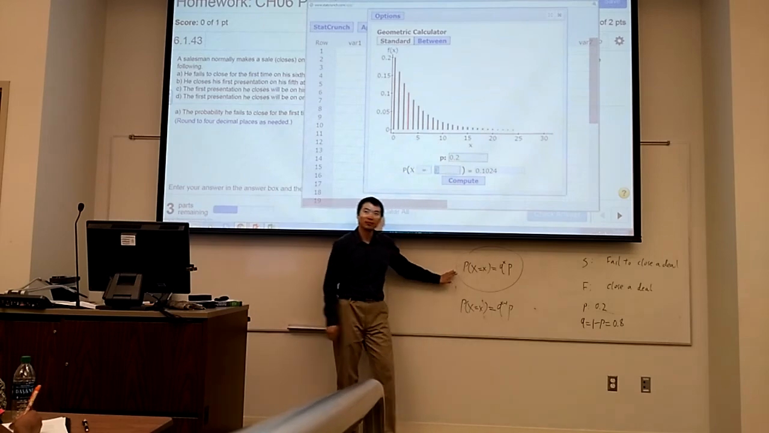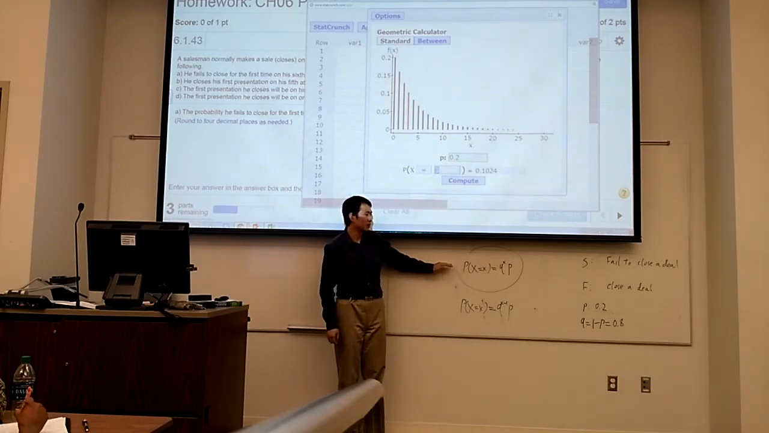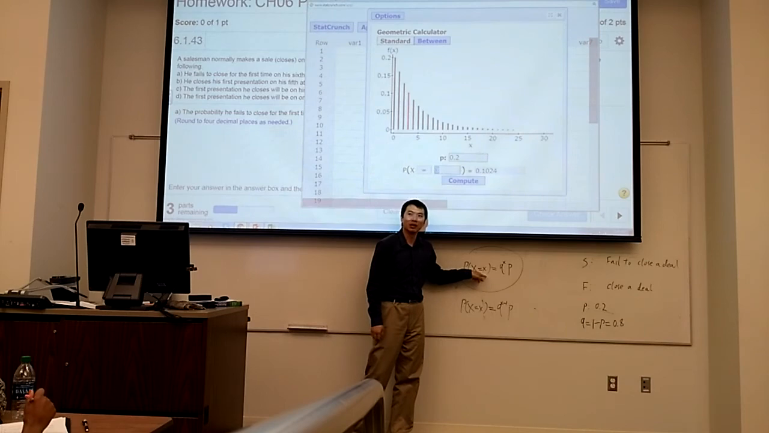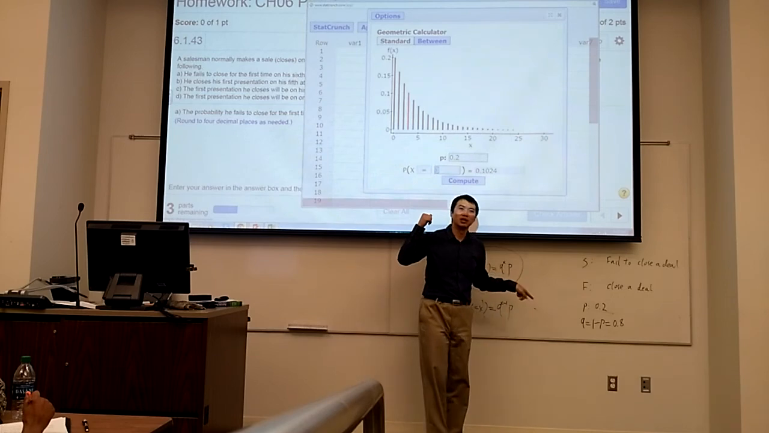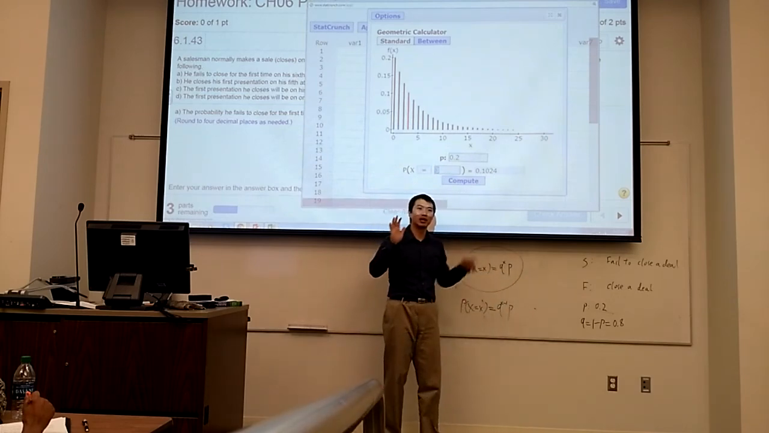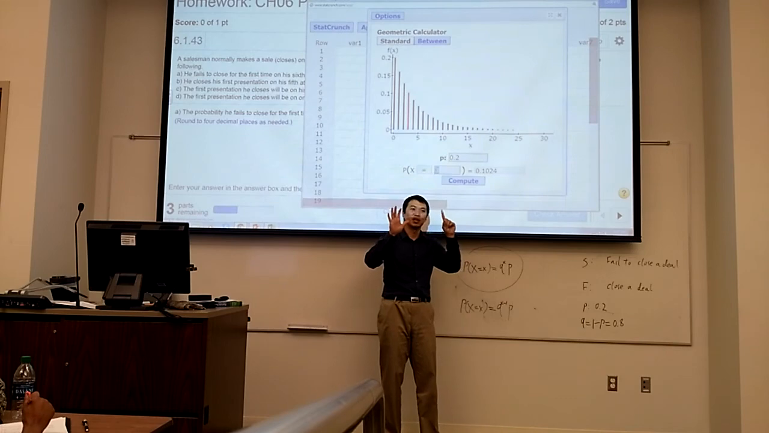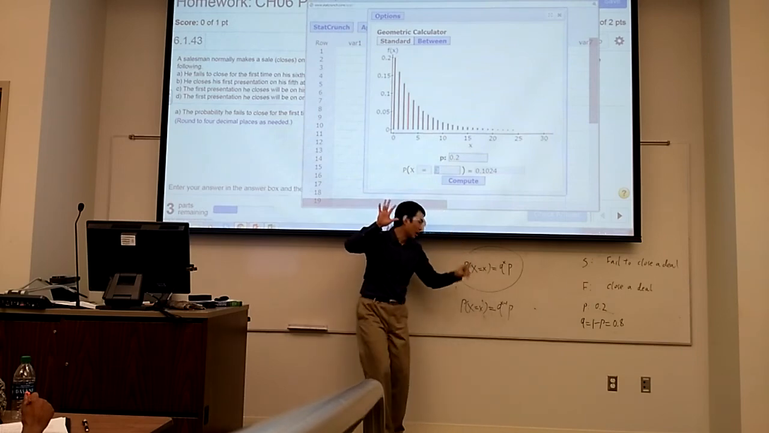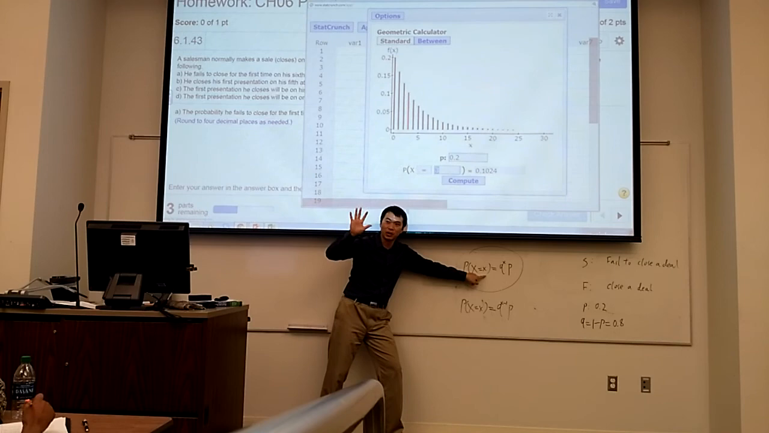So as I said, StatCrunch is using this model. That means this X is the number of failures. So in the probability description, it says he tried six times, and the last time he failed to close the deal. So last time is the success. So that means we have 5 failures, 1 success. And this X is 5. Because in this model, X means failure. Okay? 5. Okay?